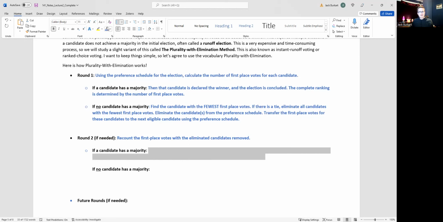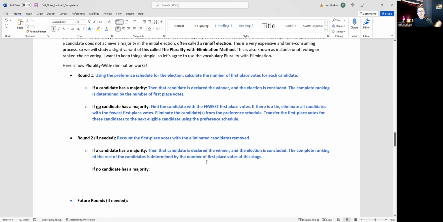Now at this point, if a candidate has a majority, then that candidate is declared the winner and the election is concluded. So the complete ranking of the rest of the candidates is determined by the number of first place votes. The candidates who are eliminated, those are going to be in last place using whatever tiebreaker that we decide. It may happen that we need multiple rounds in the plurality with elimination method to achieve a majority.